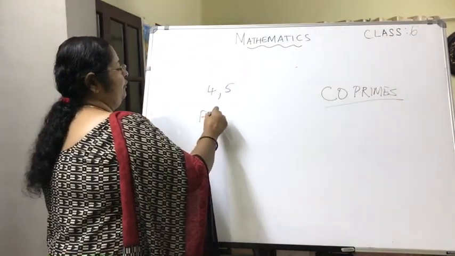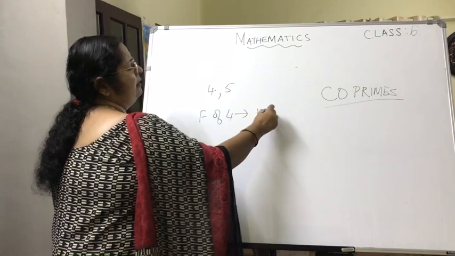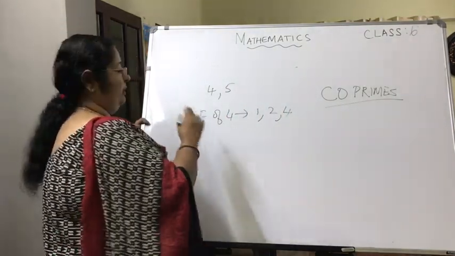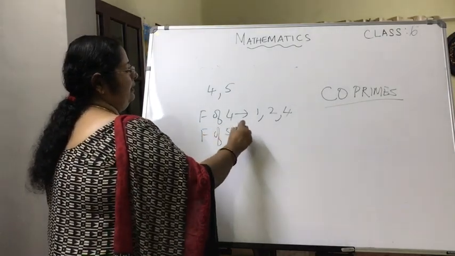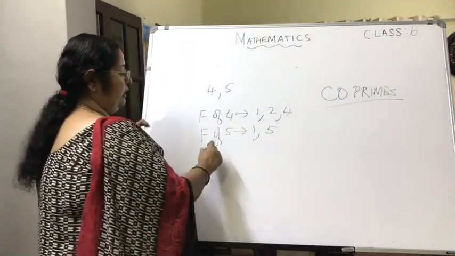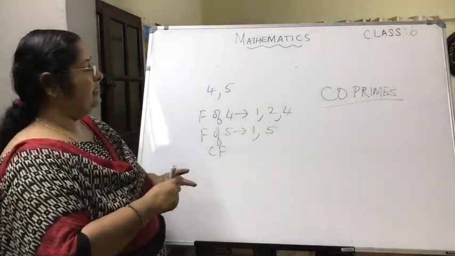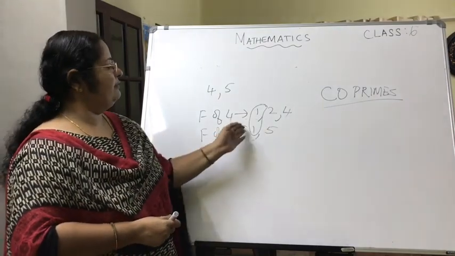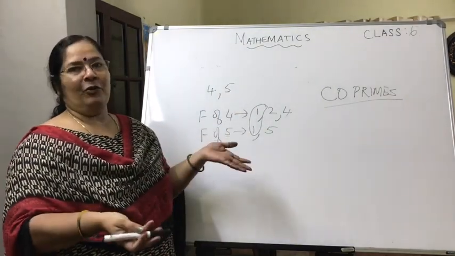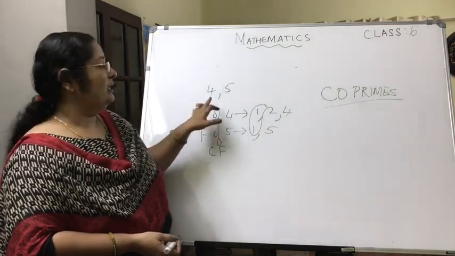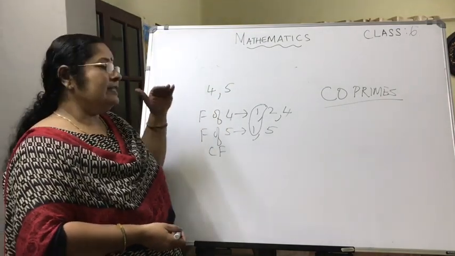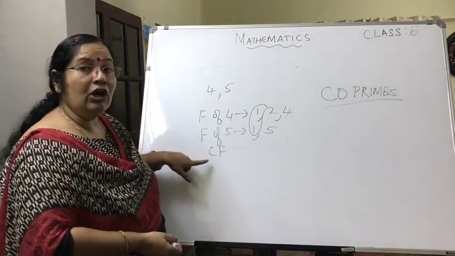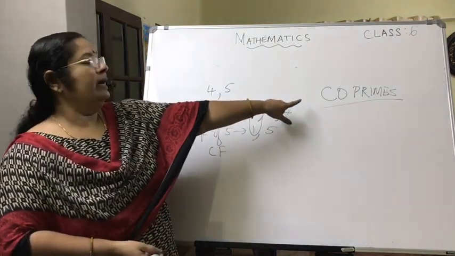What are the factors of 4? 1, 2, 4. These are the factors of 4. Now what are the factors of 5? 1 and 5. Which are the common factors of 4 and 5? Which is common here? Only 1 is common. Is there anything else which is common for both of them? No. Only 1 is common for 4 and 5. So such numbers which have got only 1 as their common factor, we call them co-primes.